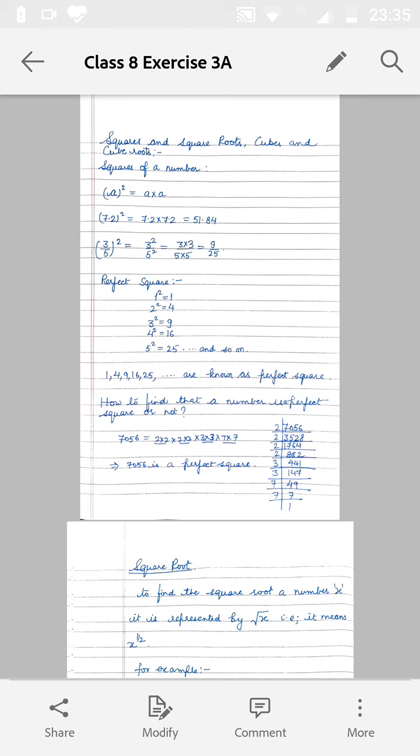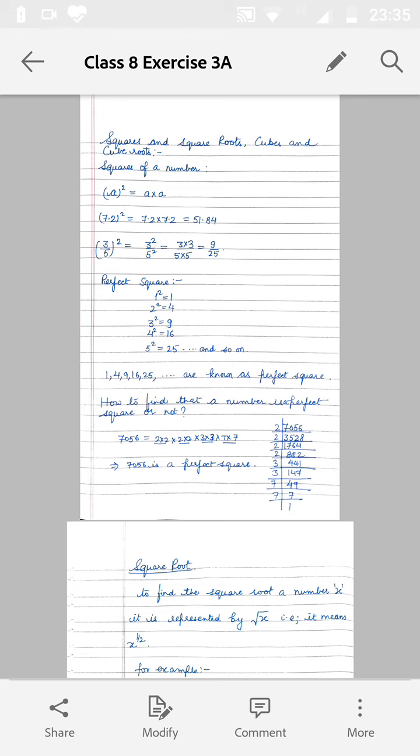In the same way, if I want to find the square of 7.2, then 7.2 should be multiplied by 7.2. Or if I want to find (3/5) whole squared, then I have to multiply 3 into 3 upon 5 into 5. Then, perfect squares. To find perfect squares, I have to find the square of any natural number. That is, 1 square is equal to 1, 2 square is equal to 4, 3 square is equal to 9 and 4 square is equal to 16, and so on. So here 1, 4, 9, 16, these all are perfect squares.